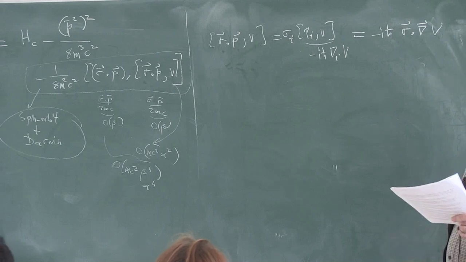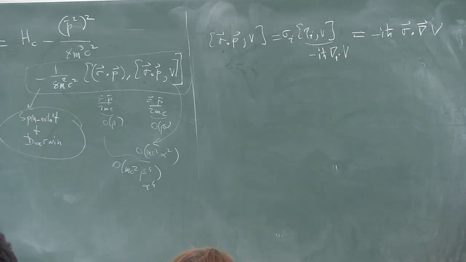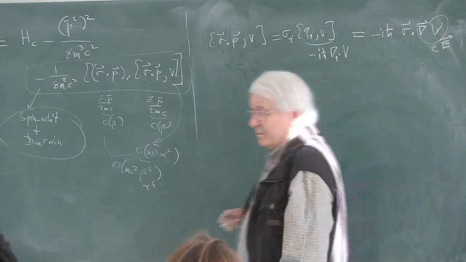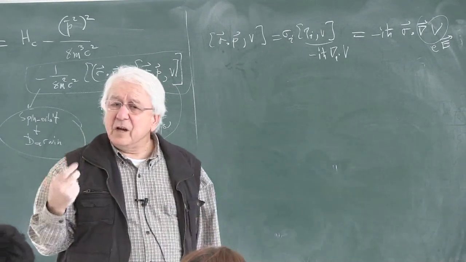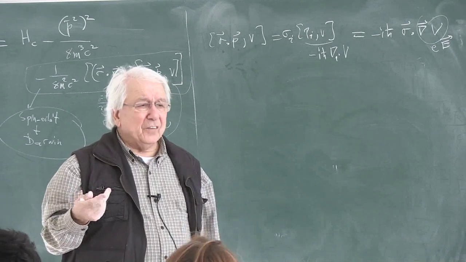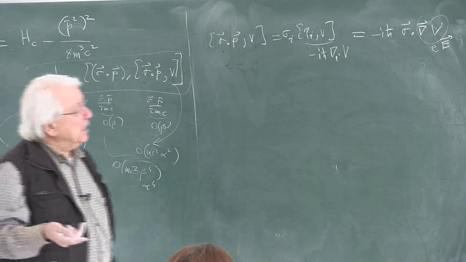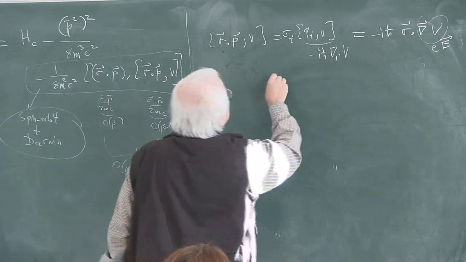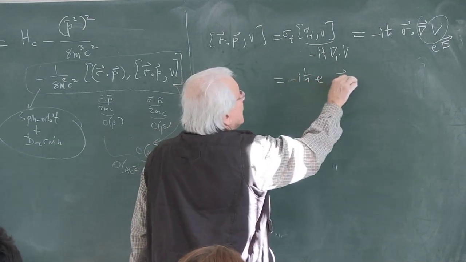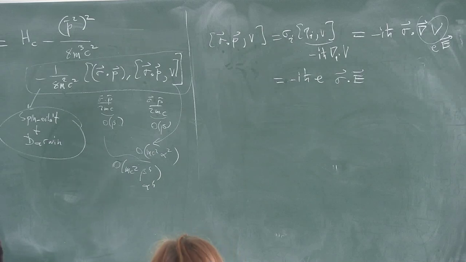Well, let me remind you the relationship between del V and the electric field. What is del V and the electric field? This is e times E, right? Because the electric field is minus gradient of phi, and V is minus e times phi. So when you put them together, del V is e times the electric field, because I want to keep track in terms of that electric field. Minus i h bar e sigma dot E is the expression of the result of the first commutator.